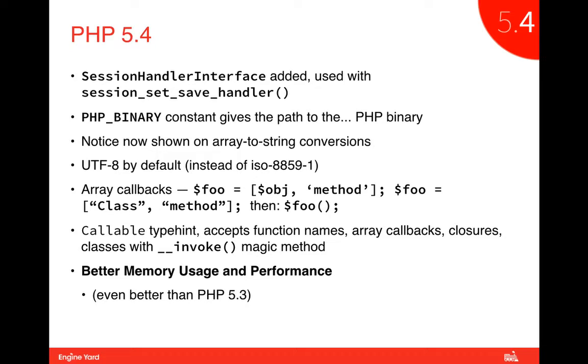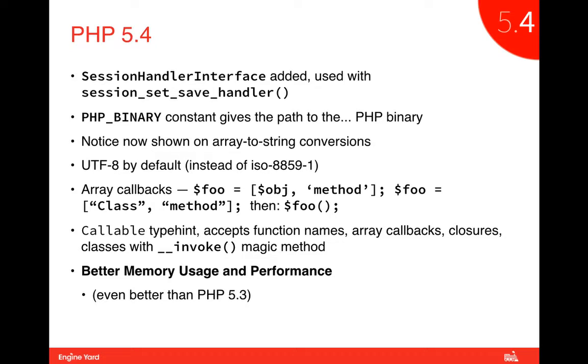UTF-8 by default, so the charset header that gets sent is now UTF-8. This is one of my favorite things, array callbacks. So it used to be with 5.3 and below, you could define a variable that had a string in it, and that string could be a function name, and then you could do $variable() with parentheses and call the function. You could define callbacks using arrays. So in this case, we've got an object and a method. In this case, we've got a class and a method, so this one's static. This one's an actual object call. You could define those and call them with call_user_func_array, but you couldn't actually just throw the parentheses after it and call it. So now you can.